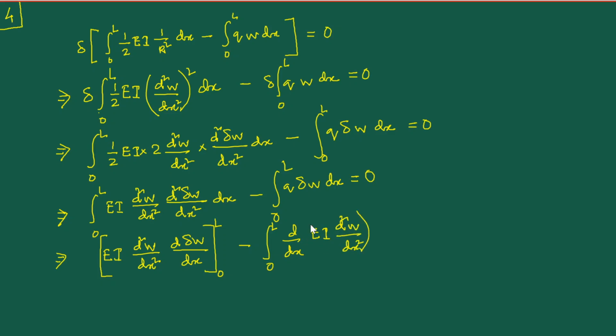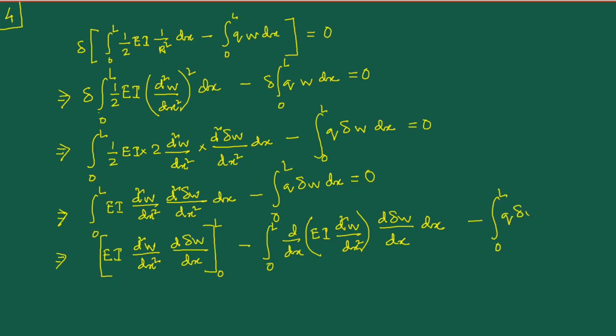What we have done here basically is we have considered this EI d squared W dx squared to be the first term in the integration by parts, and this is the second term. In the boundary term, it is this thing which gets integrated, and in the integration term, it is this first one which gets differentiated, along with the integration of this second term also. So we have this.